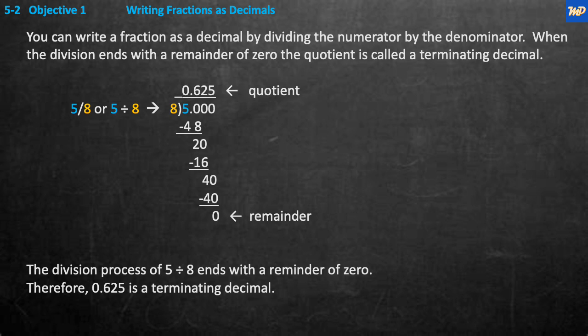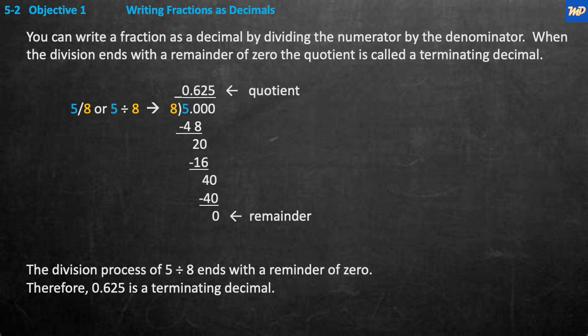The picture here denotes a terminating decimal because this ends right here at 0.625. This is our quotient. It ends right at the 5. It goes no further because our remainder is 0. But let's take a look at how we did this long division. I'm sure you all remember doing long division. So let's just take a look at it.